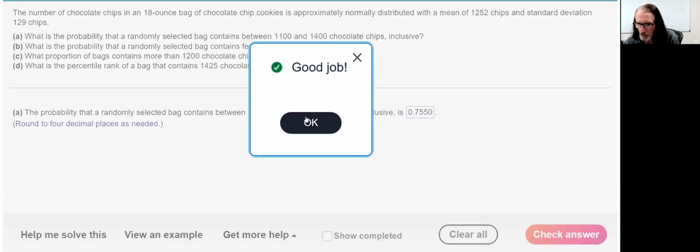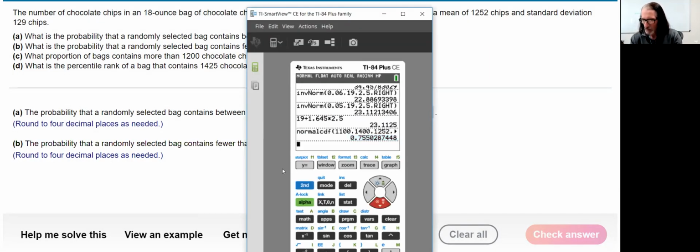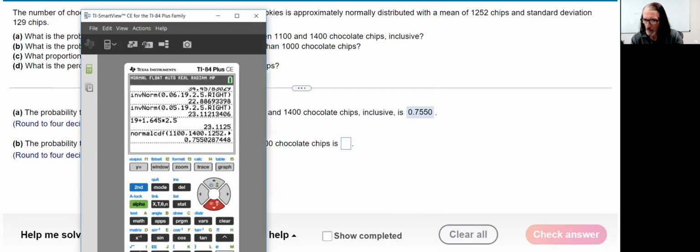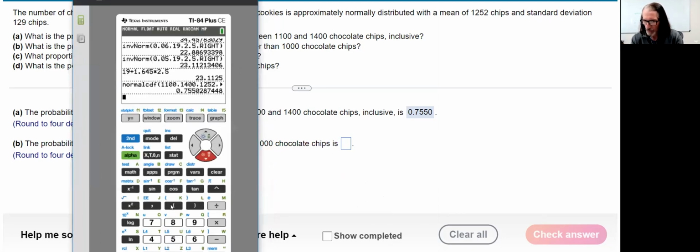Now, before we go to the next part, our z-scores, because we had a mean of 1,252 and a standard deviation of 129. Our x's are going from 1,100 to 1,400. The z-score on the left is score minus mean, x minus mu, divided by the sigma, standard deviation of 129. When using the table, that's going to have to be rounded to negative 1.18.